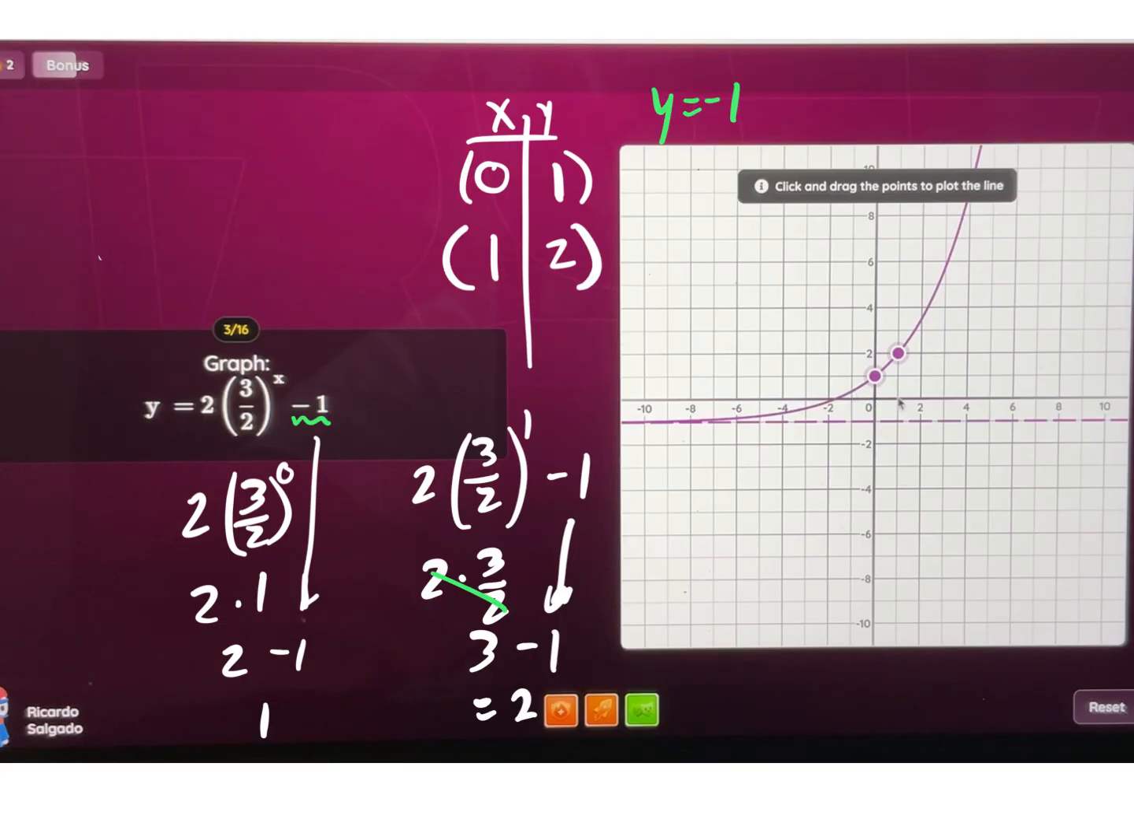So the location 1, 2, oh, what do you know? The point's already there. So we are done. This is our exponential growth function. Submit.